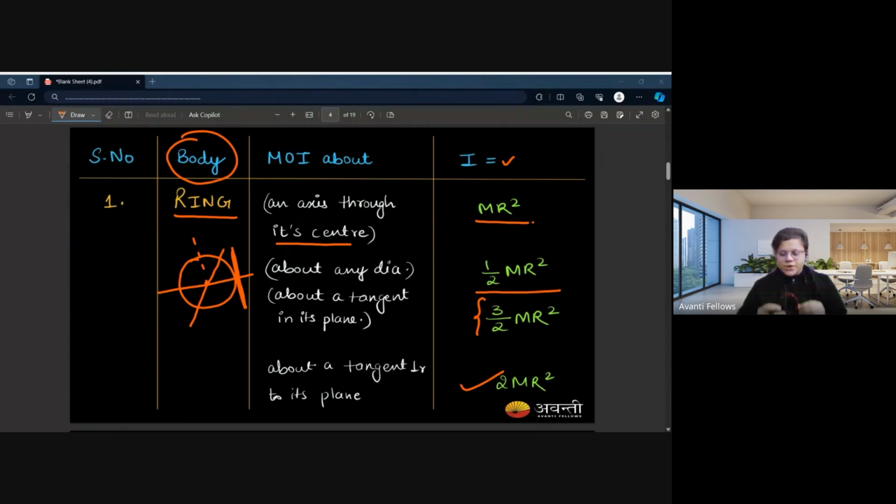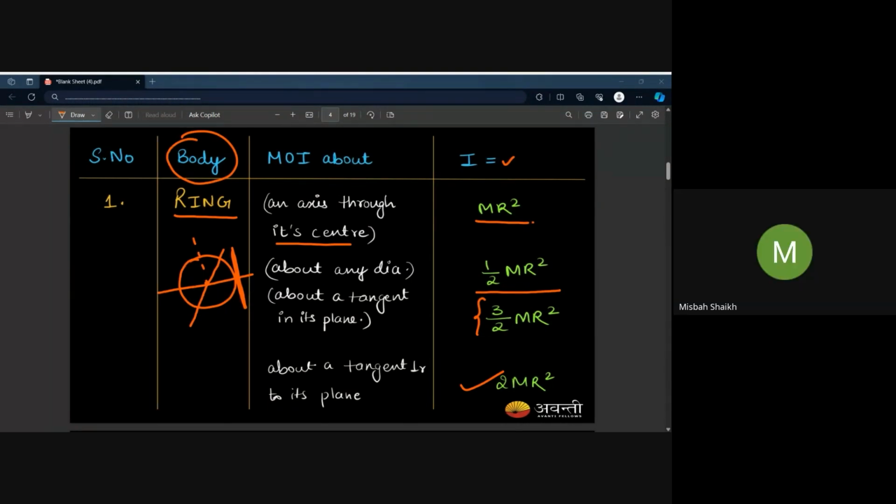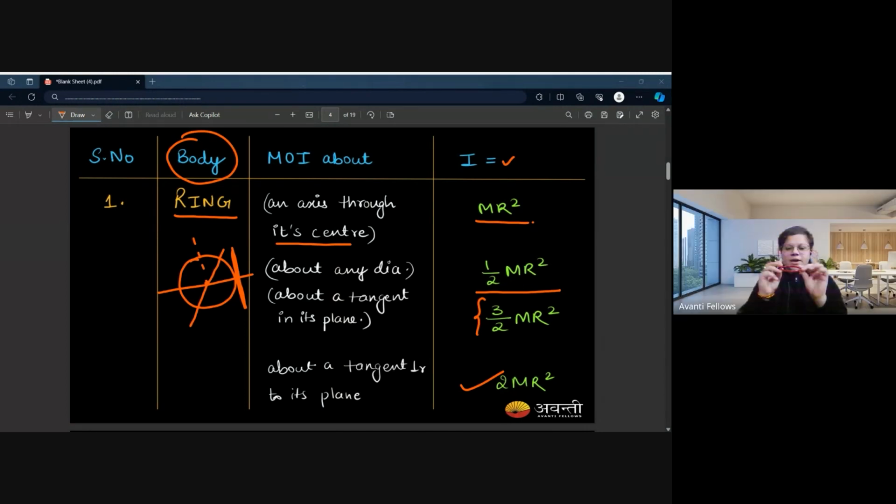Okay, so I literally used the bangle of my mom. Is it visible to you? Yes, ma'am.